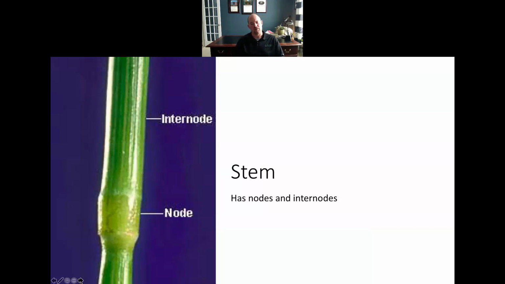So starting off, we have the stem, and in the stem you have two components. You have the node and you have the internode. So the internode, inter meaning in between. So the internode would be the portion of the stem between each node. Typically, the internodal region is what will give rise to each individual blade of grass on the grass plant.